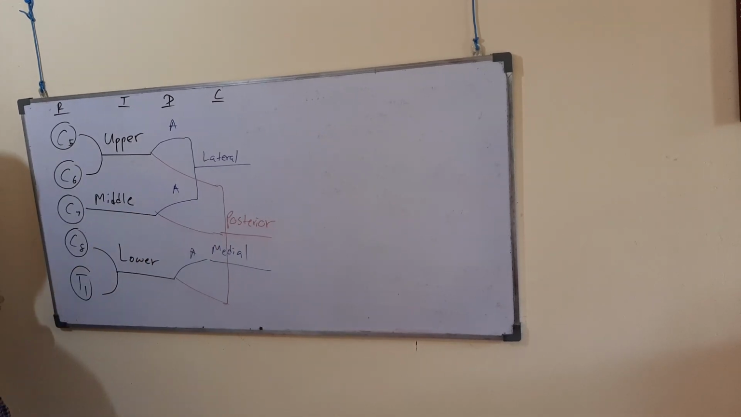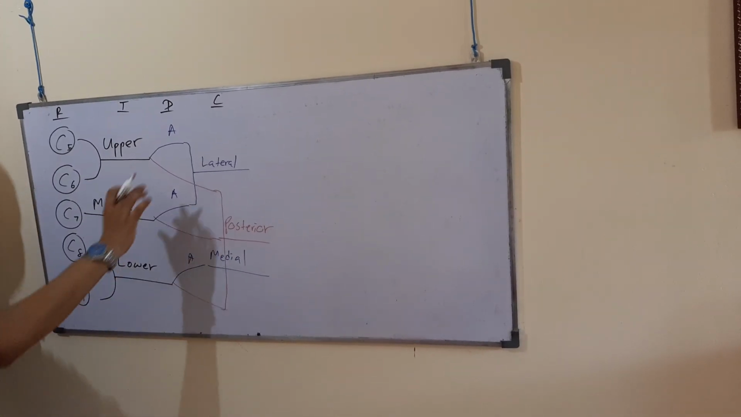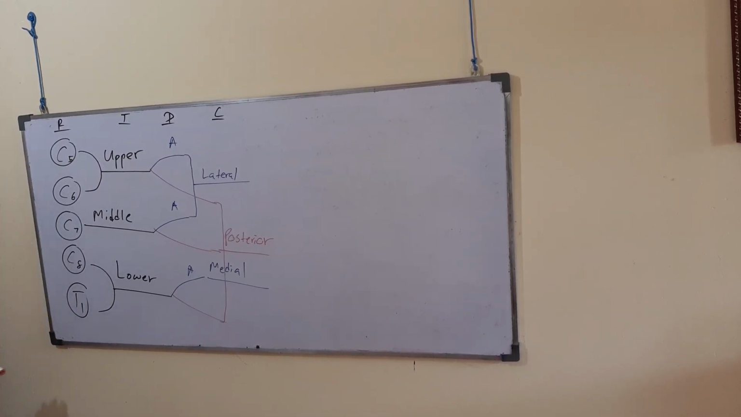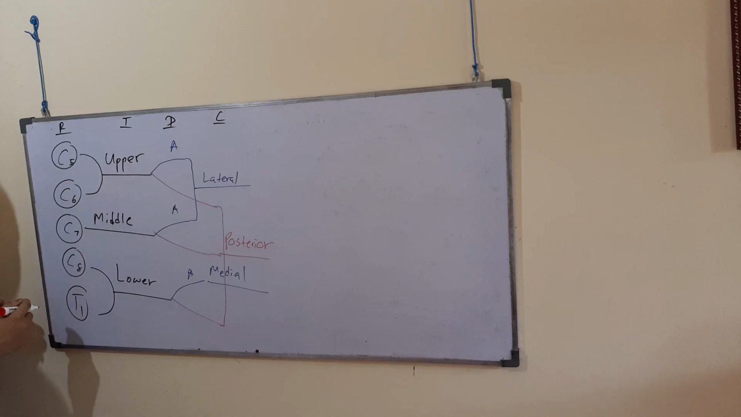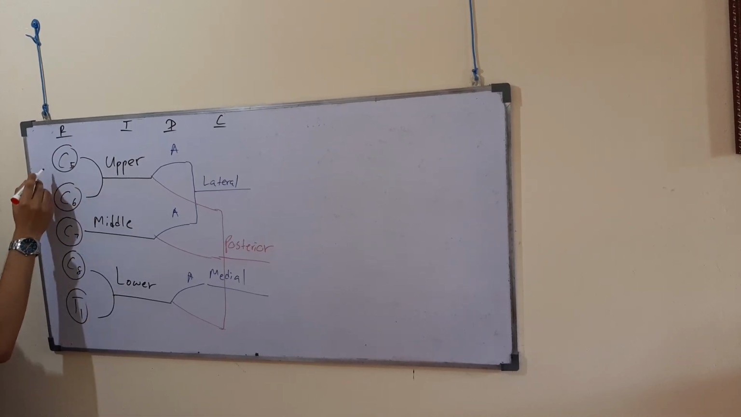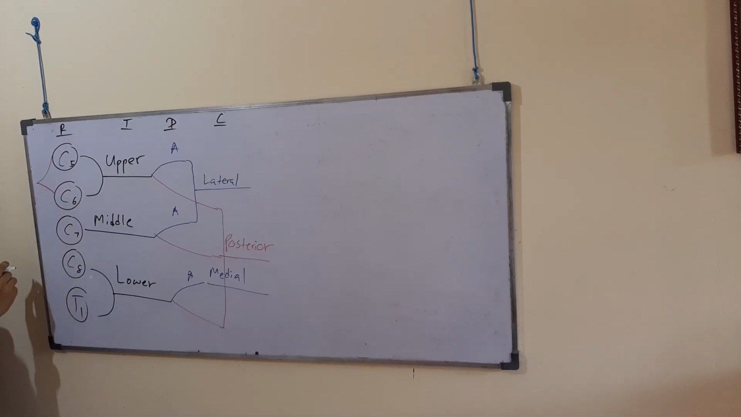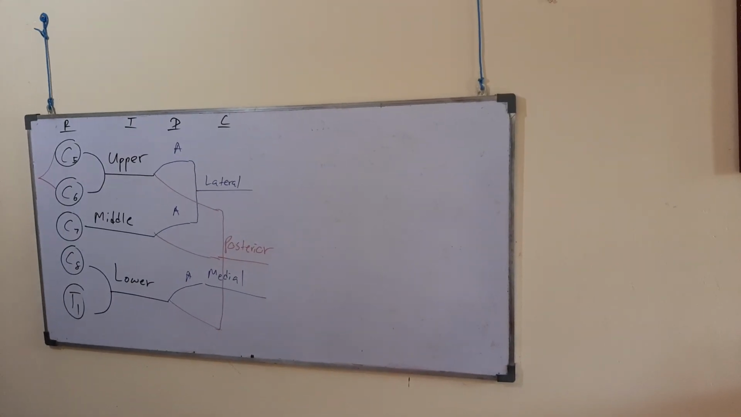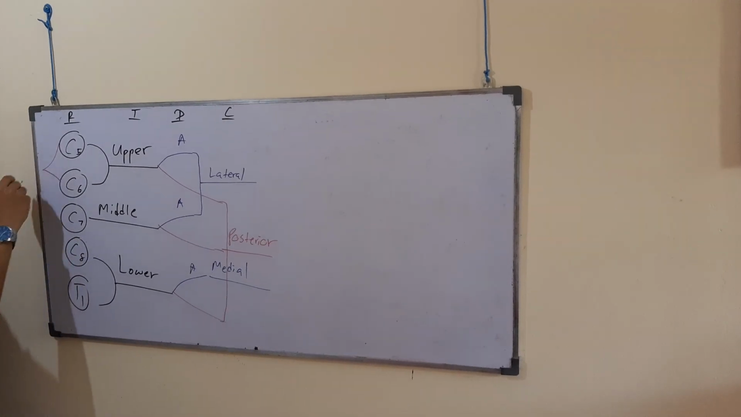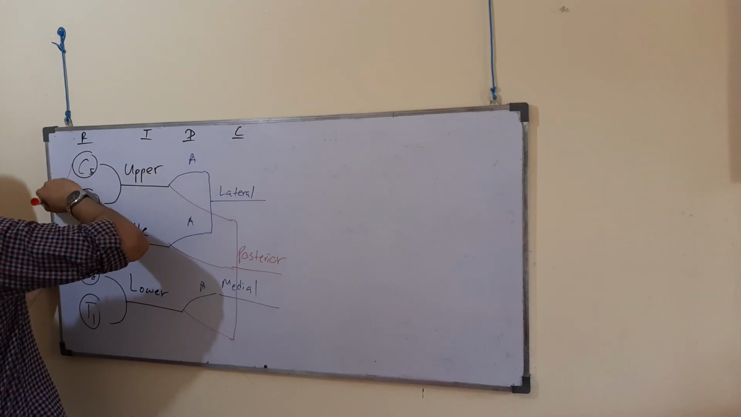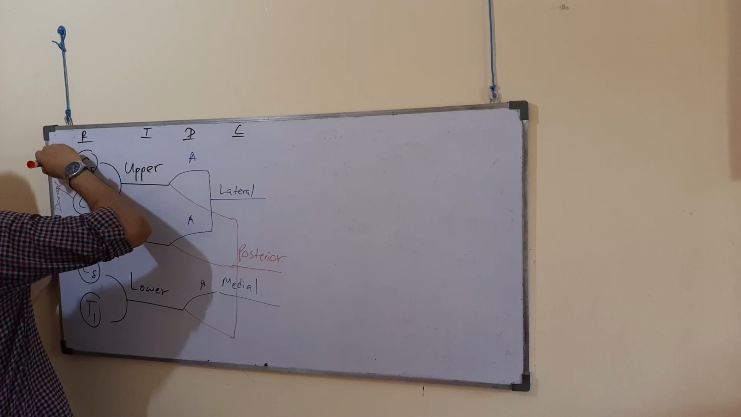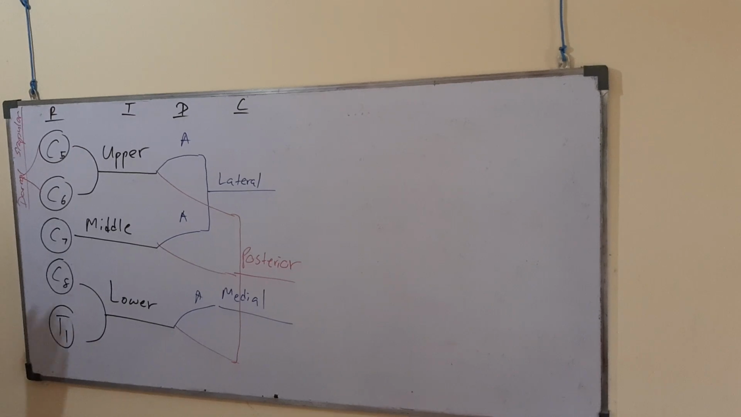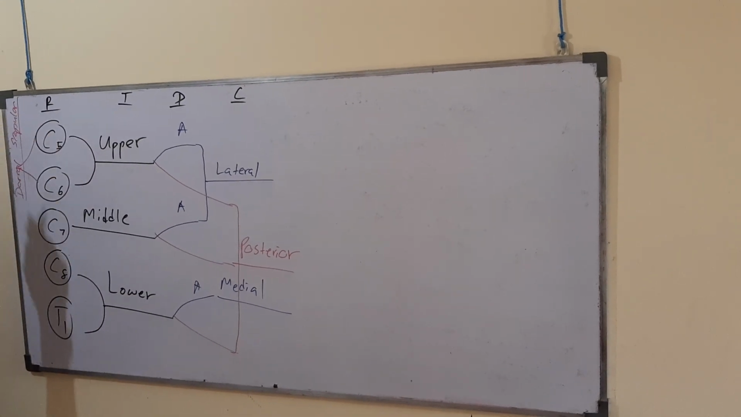The first branch which arrives directly from the roots of the brachial plexus is known as the dorsal scapular nerve, right? Now the dorsal scapular nerve starts from both C5 and C6, roots C5 and C6. So this nerve is known as, I'll write it like this, dorsal scapular nerve, right? Just remember, it starts directly from the roots of the brachial plexus.